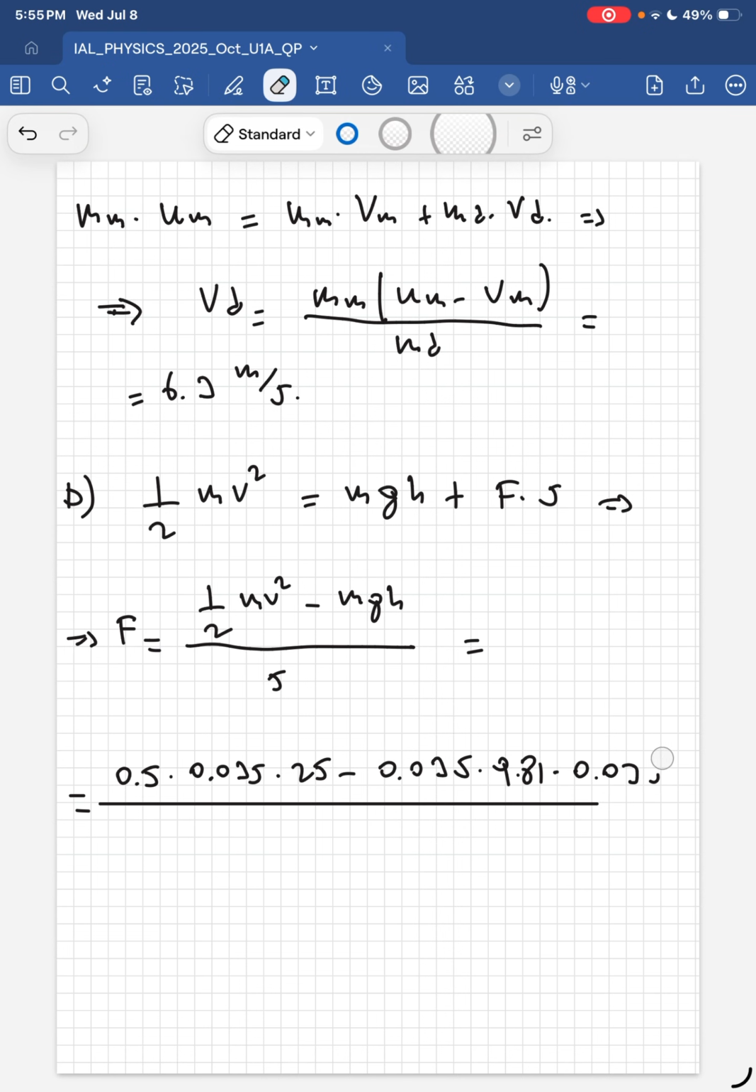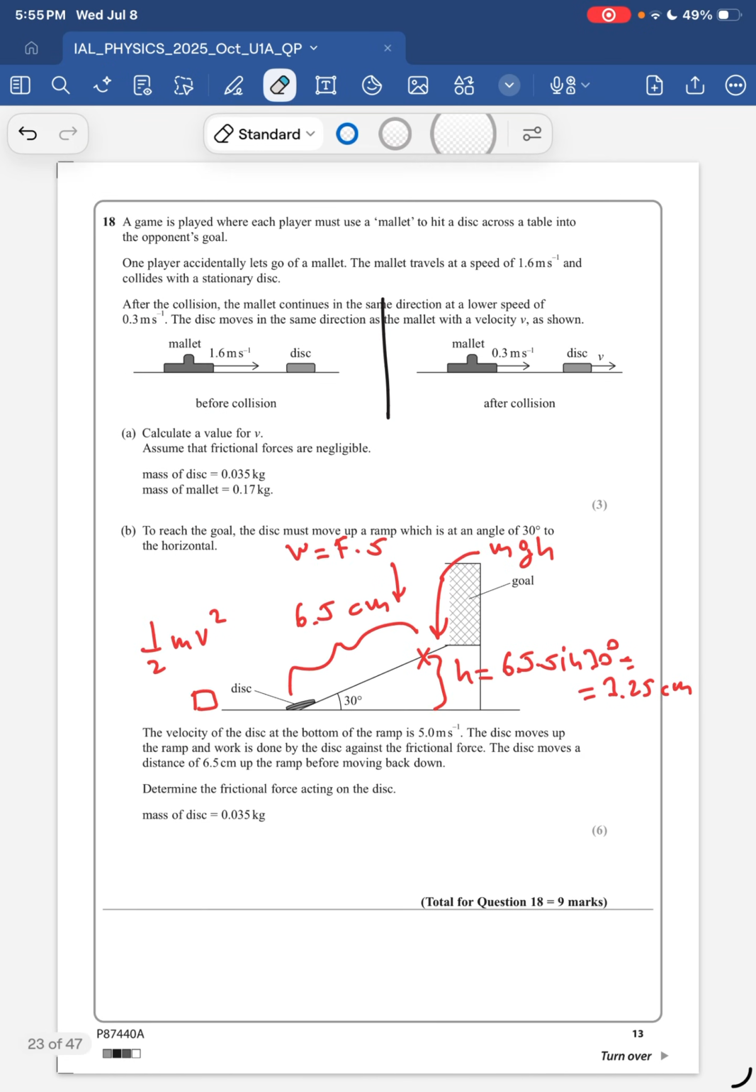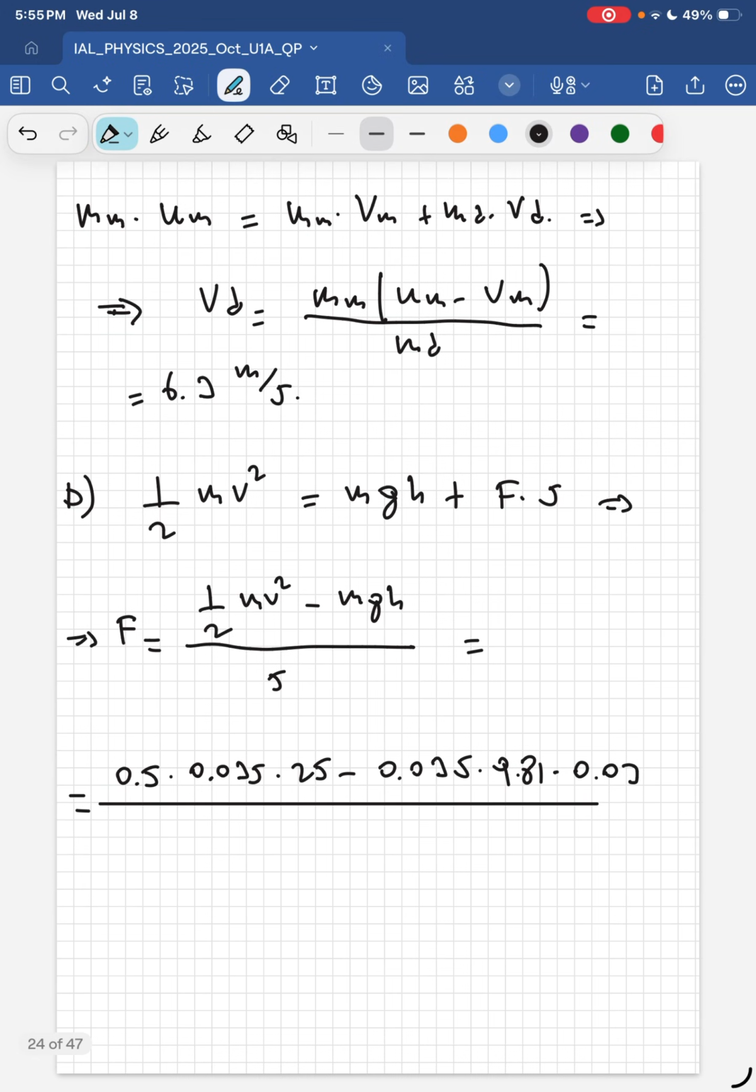No, that's the height. Sorry, the height is okay. So 325 over 0.065. Anyway, the answer is 6.56 newtons, which agrees with the mark scheme.